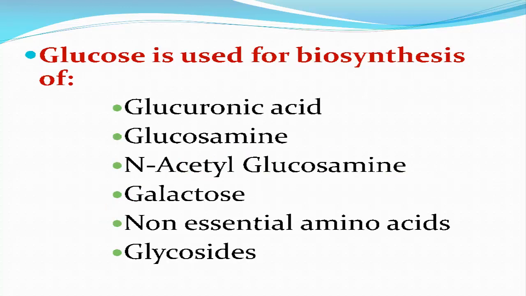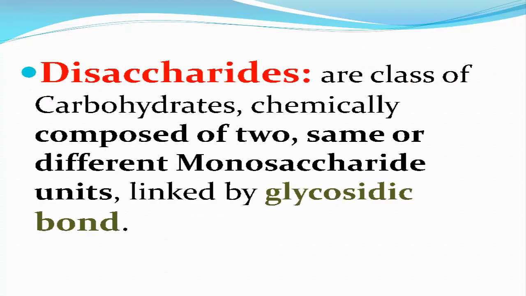Glucose can also be used for the synthesis of many important substances like glucuronic acid, glucosamine, N-acetylglucosamine, galactose, some amino acids, some glycosides, etc. We'll not go into much detail of them, but there are many important molecules that can be synthesized from glucose. So with this discussion, we finish the discussion of monosaccharides. Now we can move to disaccharides.